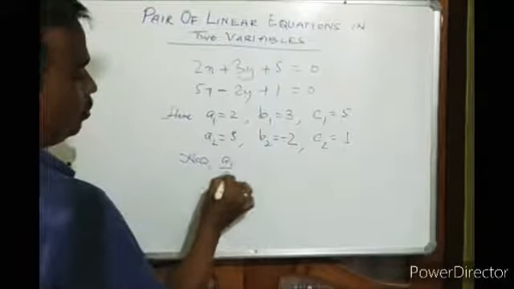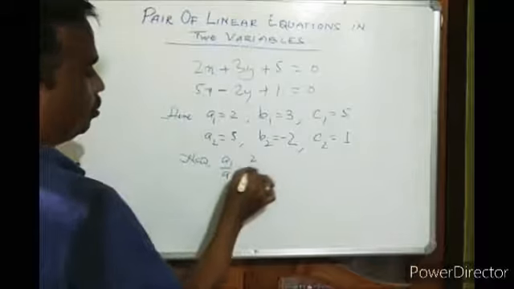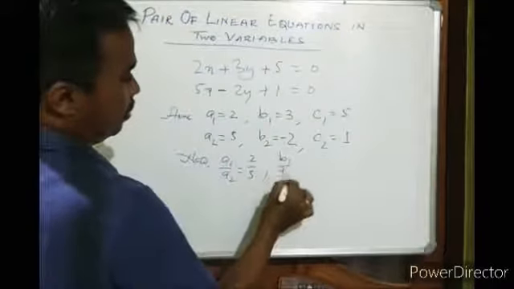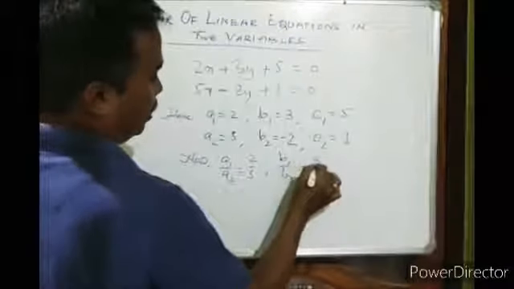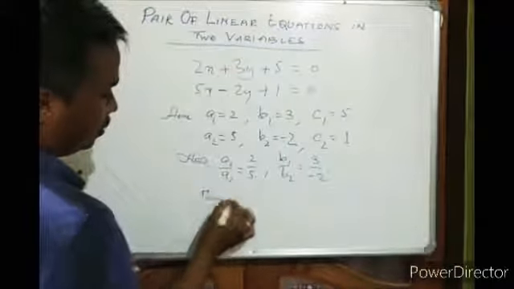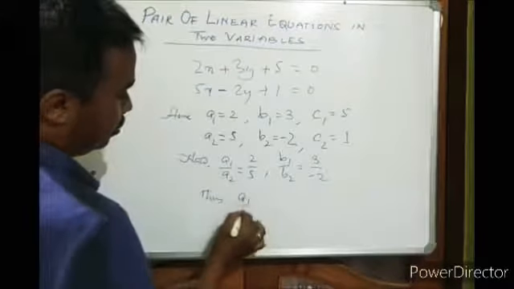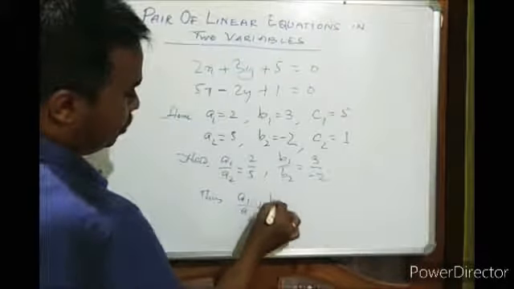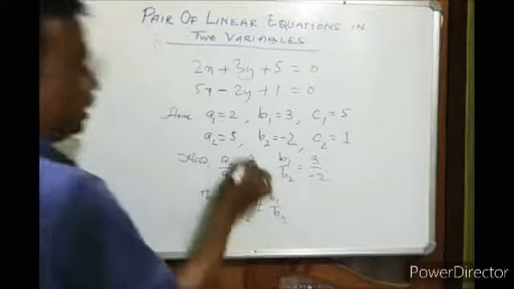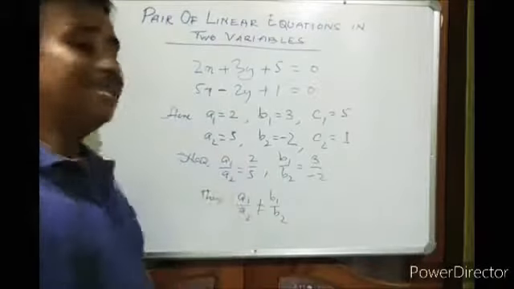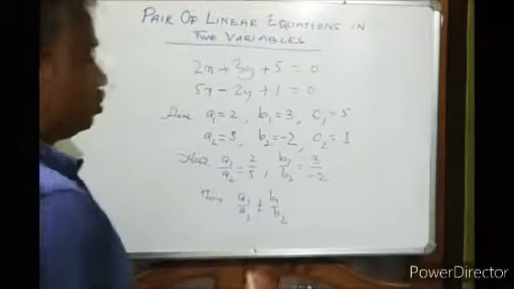A1 by A2 is equal to 2 by 5, and B1 by B2 is equal to 3 by minus 2. Thus, we see that A1 by A2 is not equal to B1 by B2, as 2 by 5 is not equal to 3 by minus 2.